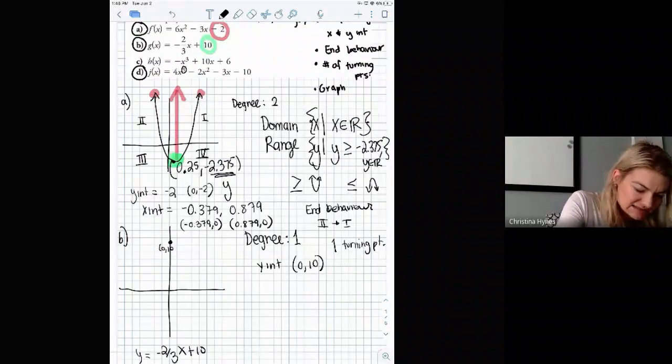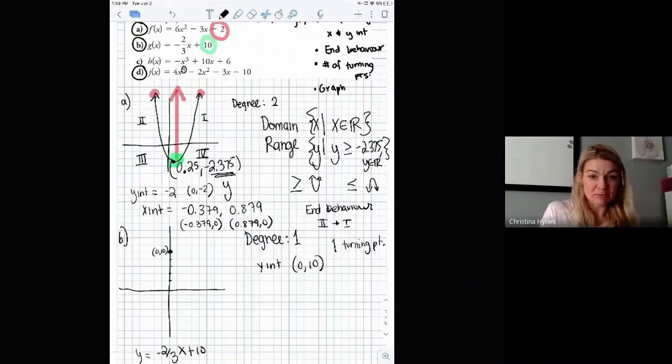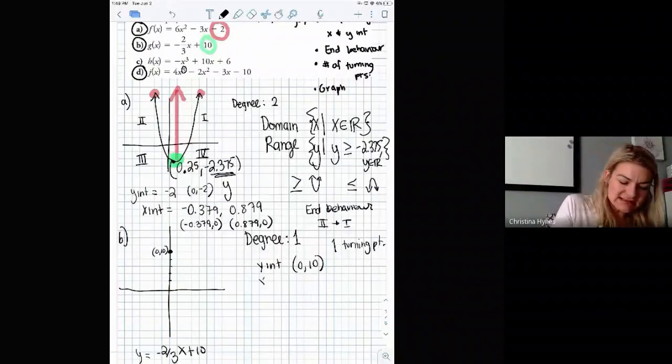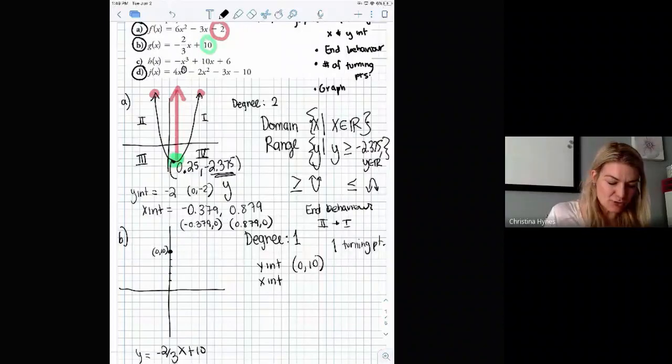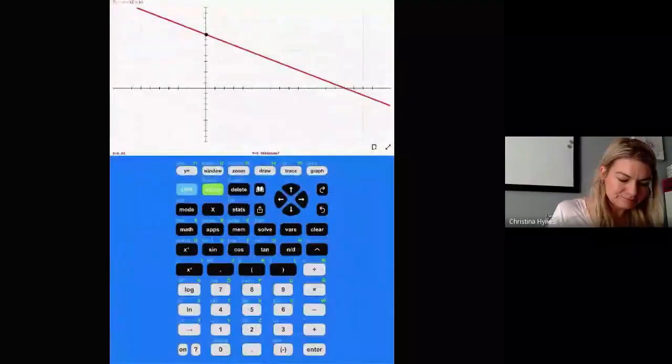Actually, I'm going to make it to scale just to be a little bit better at it. So I'm going up by 2, 4, 6, 8, 10. So I'll put this as 10. 0 and 10 are the coordinates of one of my points. And I also need the x-intercept, and that will give me a really clear picture of where my graph is located. So go again to your graphing calculator.